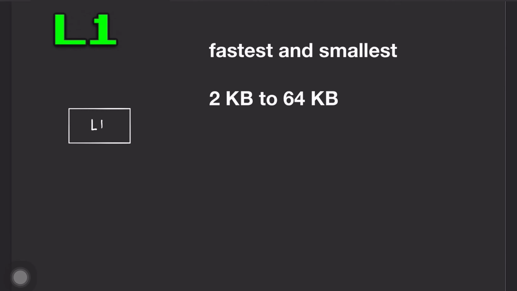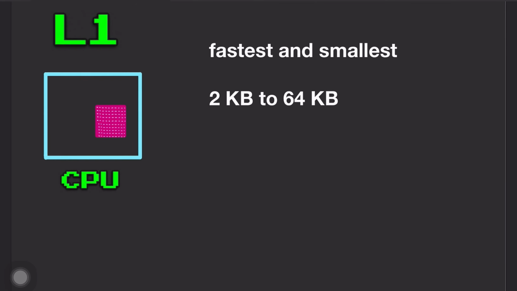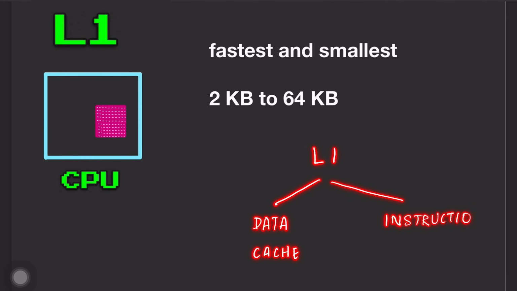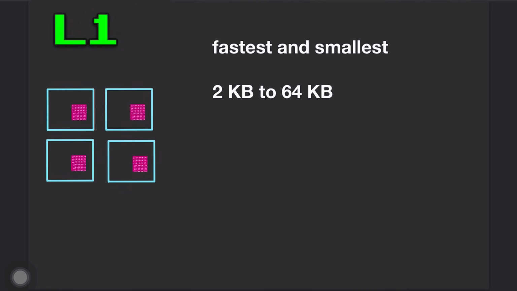There are three levels of cache memory: L1, L2, and L3. L1 cache is the fastest but the smallest cache, making up around 2 KB to 64 KB. The level 1 cache is integrated into the CPU and operates at the same speed as the CPU. It is further divided into two kinds: the instruction cache and the data cache.